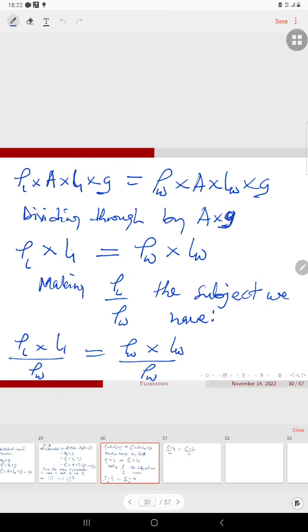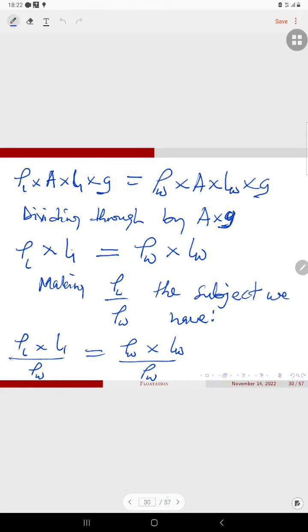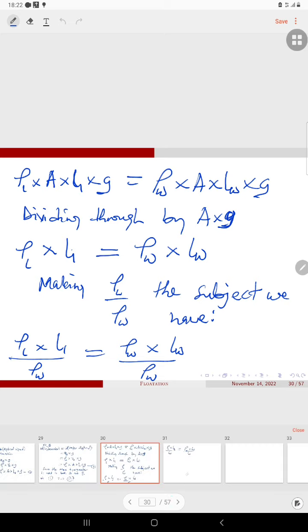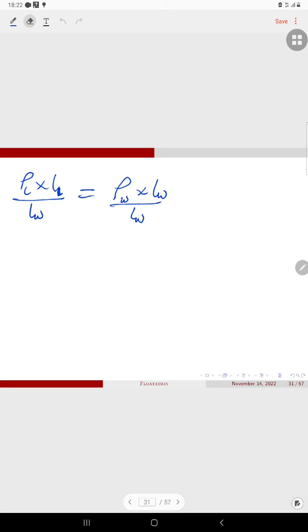Let me go back and check. No, I think I've made a mistake here. It is rho W, rho W, rho W, rho W. So this goes, and we'll be left with rho L over rho W times LL is equal to LW.